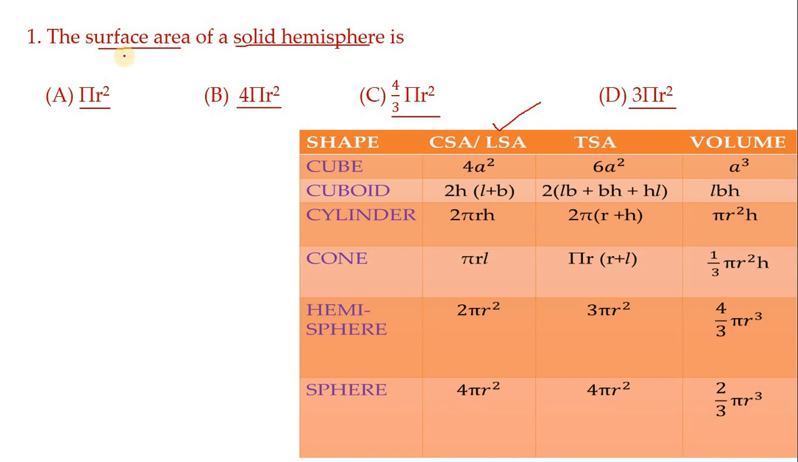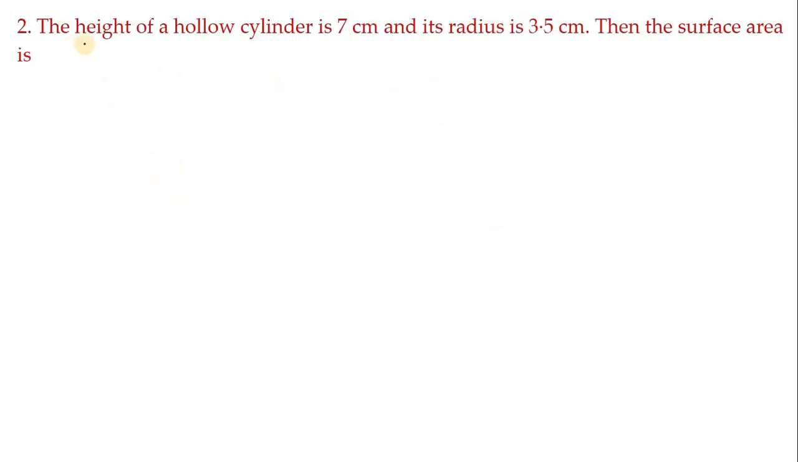Now look at the question. We wanted to answer for the surface area of a solid hemisphere. If they ask for surface area, you should always understand it is the total surface area. Now in this table, the hemisphere is in this column and its total surface area is 3 pi r square. Hence, option D is the correct answer: 3 pi r square.